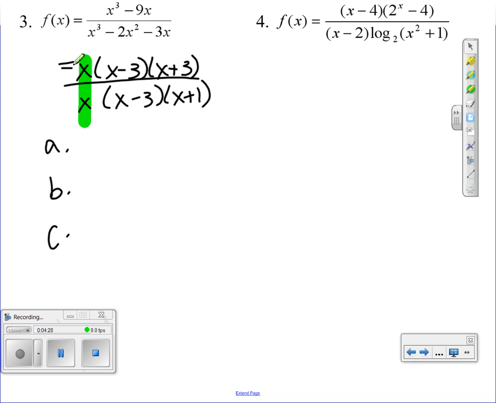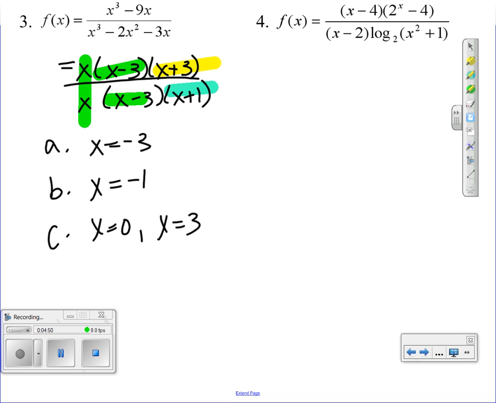What factors make the top and the bottom 0? Oh, 0 is one answer. We also have a factor that's shared there, so positive 3 would also make the top and bottom 0. Then we have a factor that is only on the bottom, so that would make the bottom 0, which is undefined. And then lastly, we have the numerator, x plus 3, so that would make the top 0 but not the bottom. And so the 0 is minus 3.